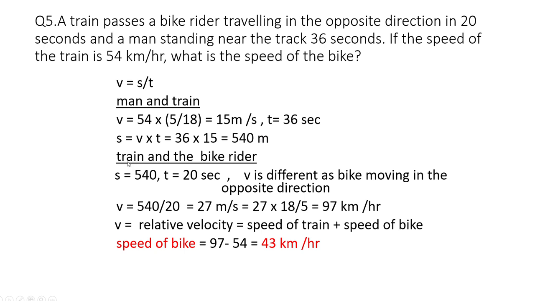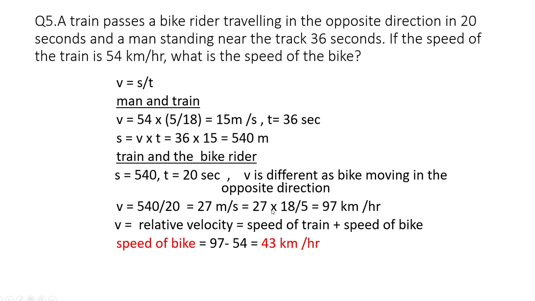Now let us consider train and the bike rider. Since the train and bike rider are moving in the opposite direction, we want to consider the relative velocity, which will be the sum of their velocities. So here we have S is equal to 540 meters, and to cross the bike rider it takes 20 seconds, so T is equal to 20 seconds. Now V is equal to 540 by 20, which will give you 27 meter per second. So this is the relative velocity, 27 meter per second.